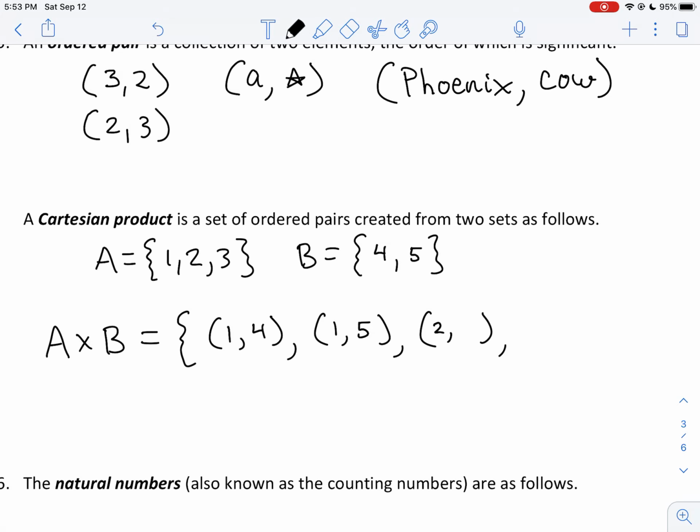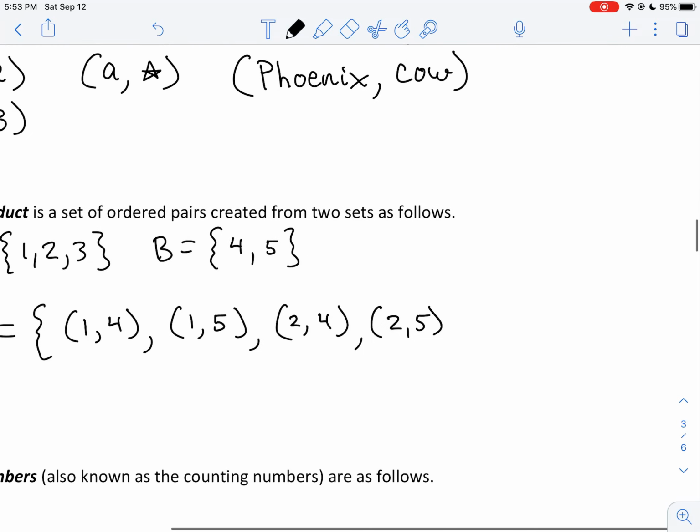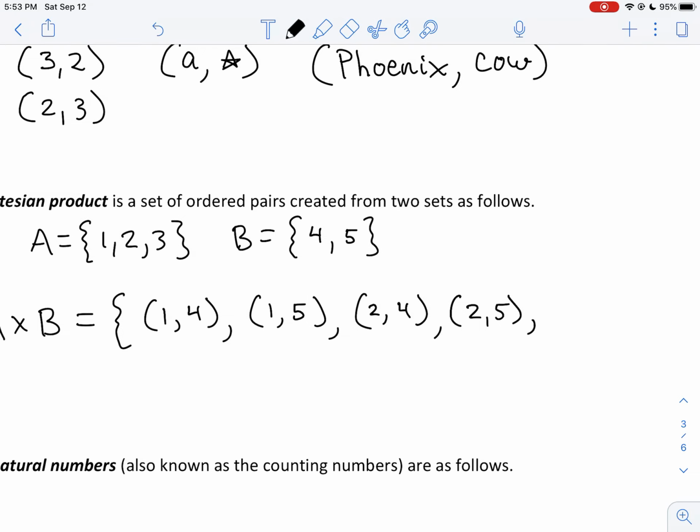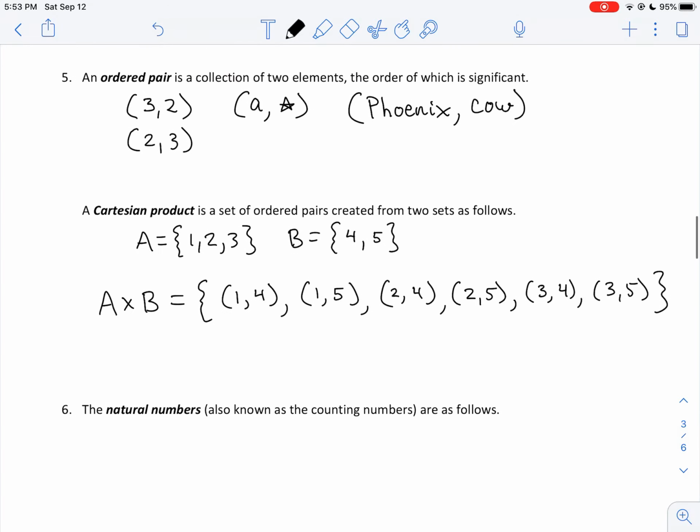Next one would be we'll use a 2 in the first position, and we get 4 as a second possibility, or we could do 2 comma 5 as another possibility. We've now exhausted all the different ordered pairs that have a 2 as the first position, and now we're going to do a 3 in the first position because 3 also comes from set A, and then 4 or 5 could be the second position. So this would be the Cartesian product of these two sets, A and B. Set of all ordered pairs where the first element is something from A and the second element is something from B, and we do all possible combinations.